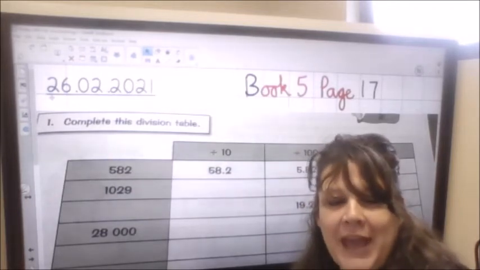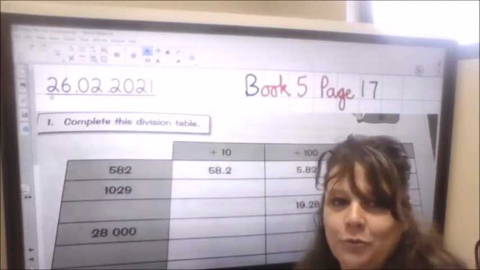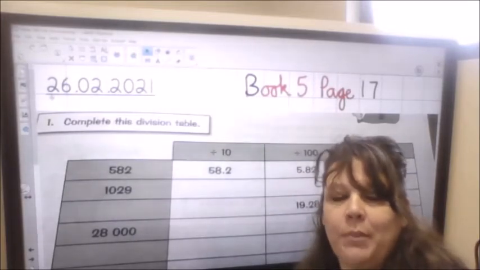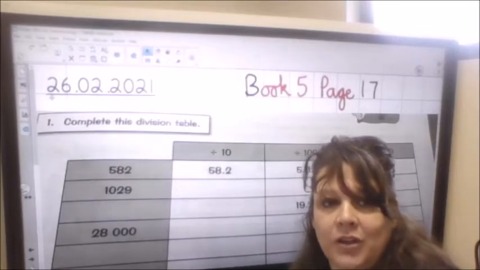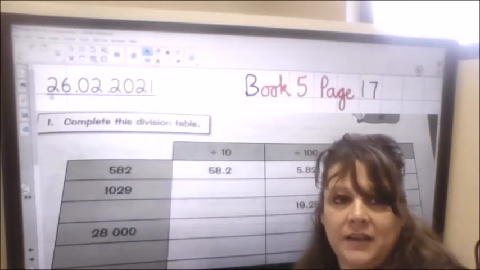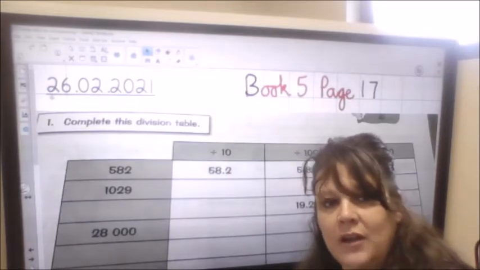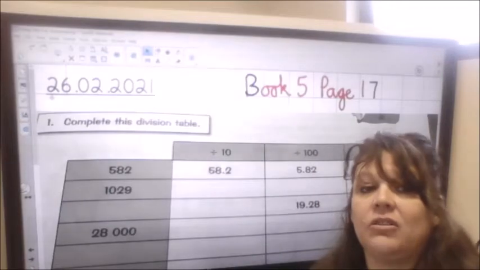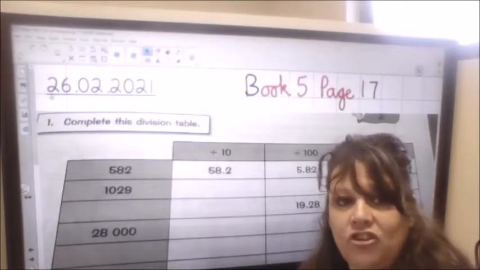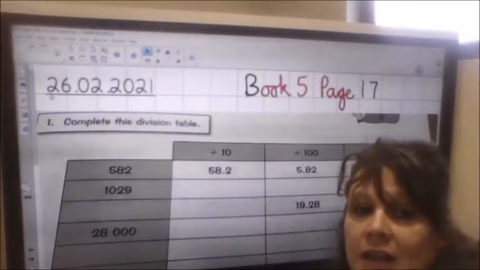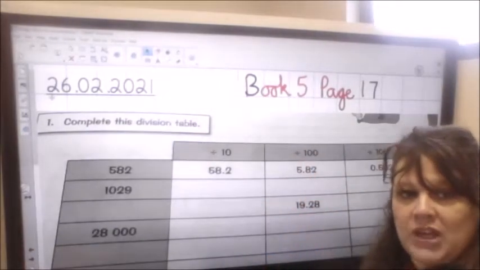Okay, we're going to get our brains working mathematically. We're going to have a little look at some division by 10, 100 and 1,000. We had a little go at a similar grid when we were multiplying by 10, 100 and 1,000, so we're going to look at the inverse today as our little starter. You will need book 5, page 17, question 1, and I've got the grid that you can see in your book on the board here.